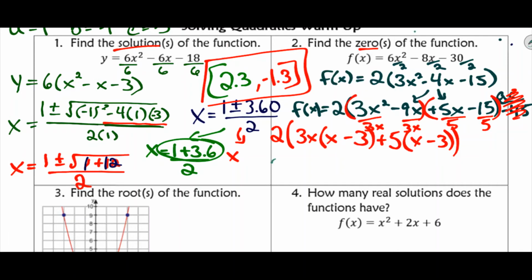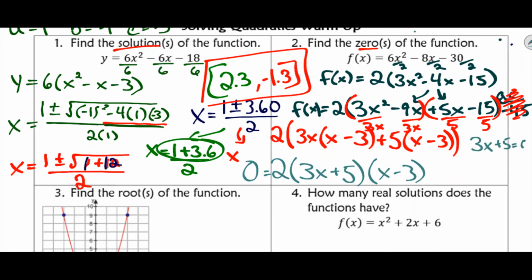So I have two, really it's three factors. 2 times 3x plus 5 times x minus 3. That is just factoring it so far. Now I want to think about solutions to those factors. So I'm thinking about what will make this thing equal to 0, which means I'm thinking about what's going to make each of those factors equal to 0. What makes 3x plus 5 equal to 0, and what makes x minus 3 equal to 0.